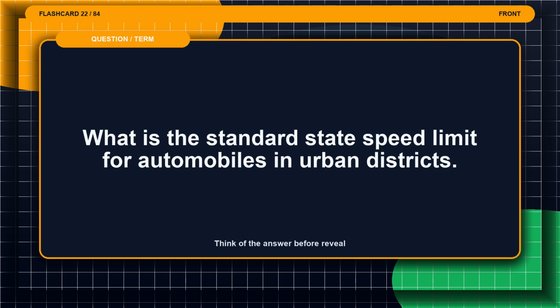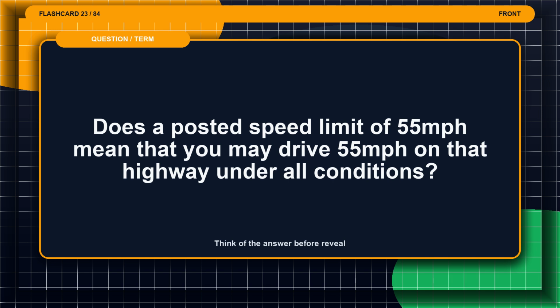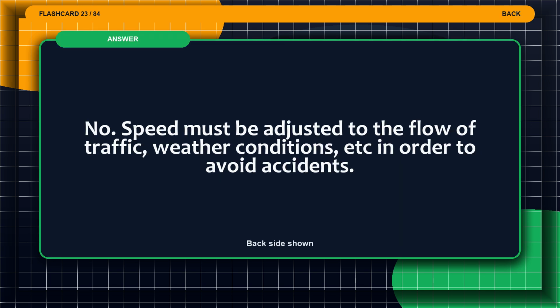Flashcard 22. What is the standard state speed limit for automobiles in urban districts? Think of the answer before the reveal. The answer is 30 mph. Flashcard 23. Does a posted speed limit of 55 mph mean that you may drive 55 mph on that highway under all conditions? Think of the answer before the reveal. The answer is no. Speed must be adjusted to the flow of traffic, weather conditions, etc. in order to avoid accidents.